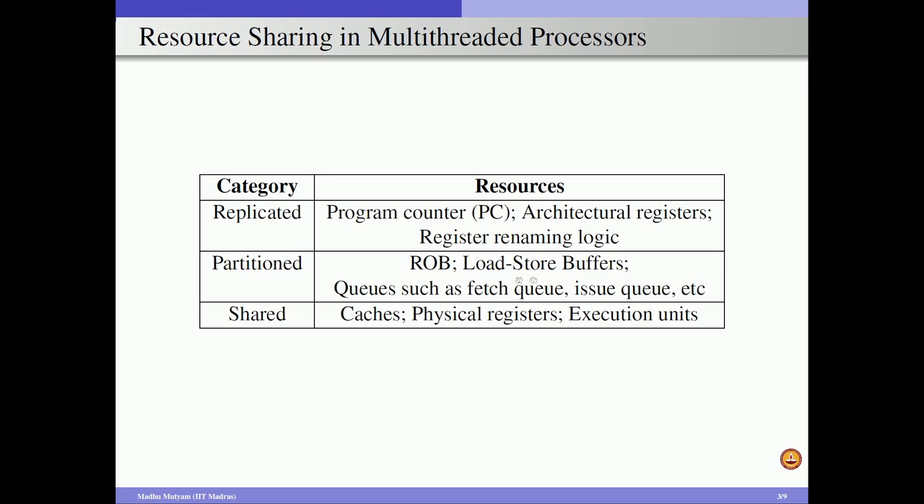Whereas in the case of the reorder buffer, load store buffers and several other queues, we can partition these things across the multiple threads, and this partitioning can be done statically or dynamically. We can equally divide our ROB entries for all the threads of our system, or we can divide the load store buffers equally across all the threads and so on. When I say thread, here I mean the hardware thread associated with our processor, and similarly we can divide the queues across all the threads of the processor.